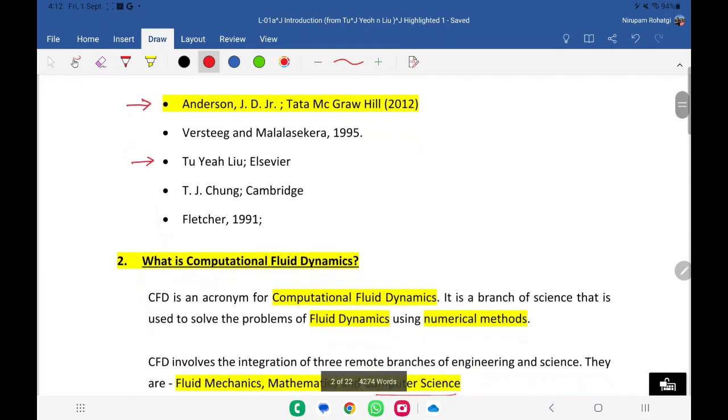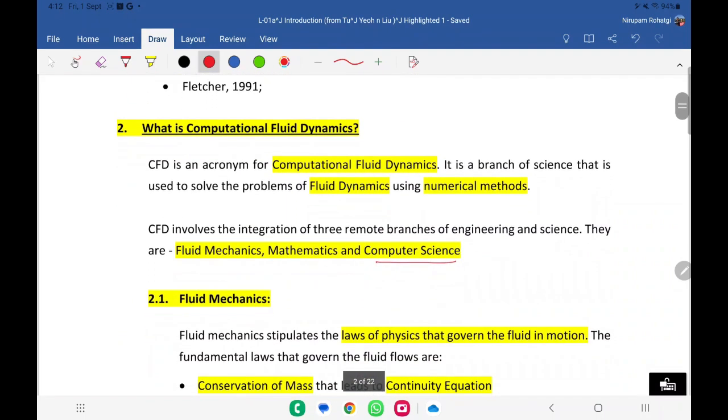Okay, now we talk about what is computational fluid dynamics. CFD, as you know, the full form is computational fluid dynamics. Now it's a branch of science that is used to solve problems of fluid dynamics by numerical methods. So two things are specific about it. One is fluid dynamics and the second is numerical methods, and that is coming from the word computational.